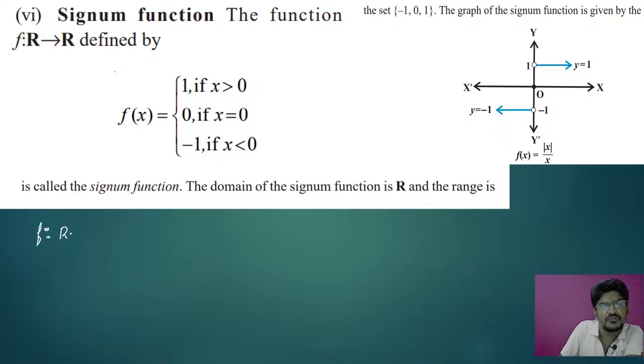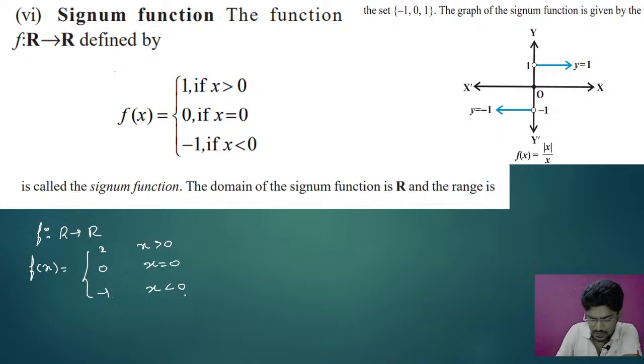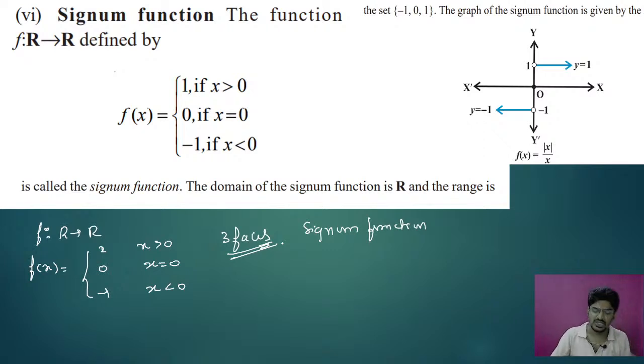f is defined from real numbers to real numbers, and f of x is defined as 1 if x is greater than 0, 0 if x is equal to 0, minus 1 if x is less than 0. That means it has three faces. The Signum function has three faces.